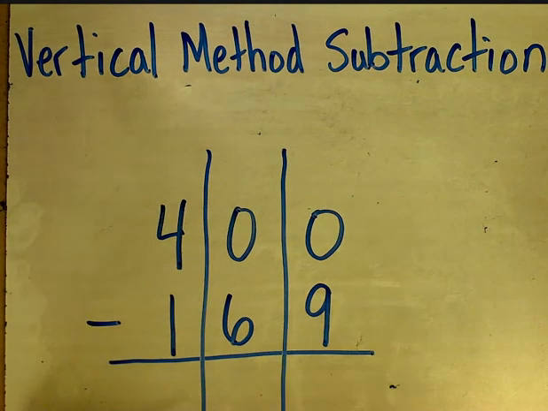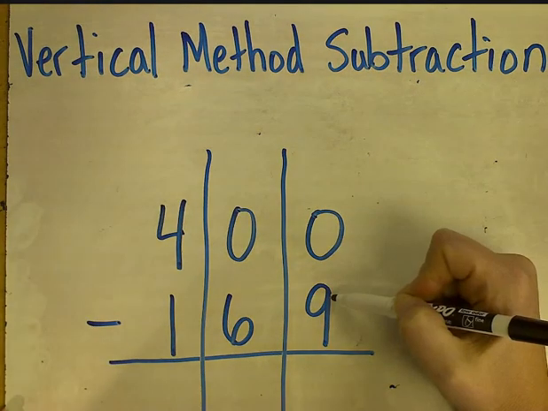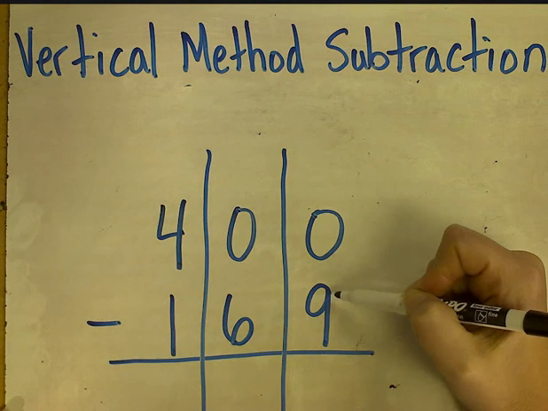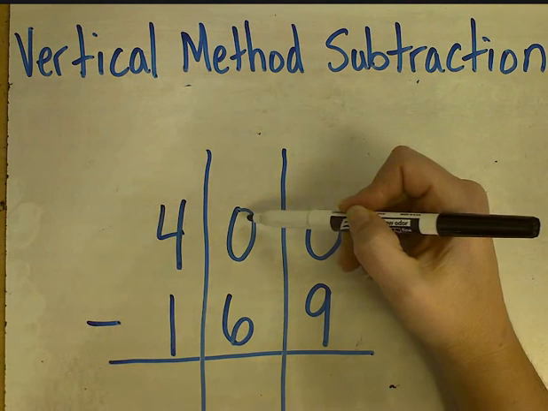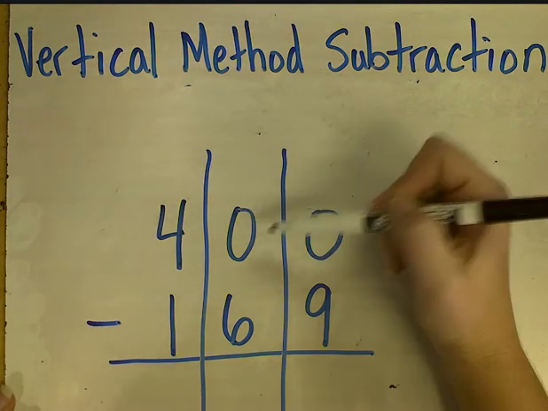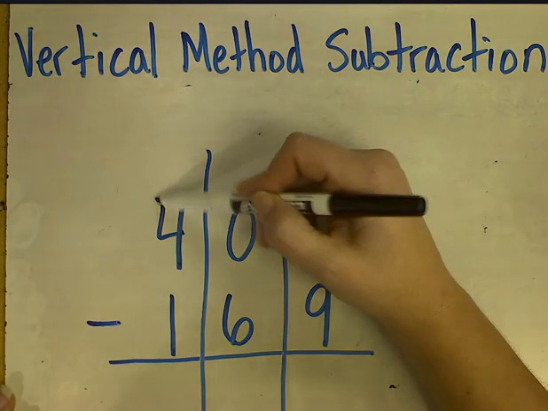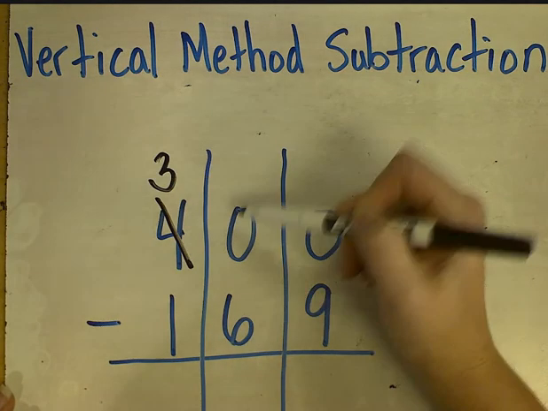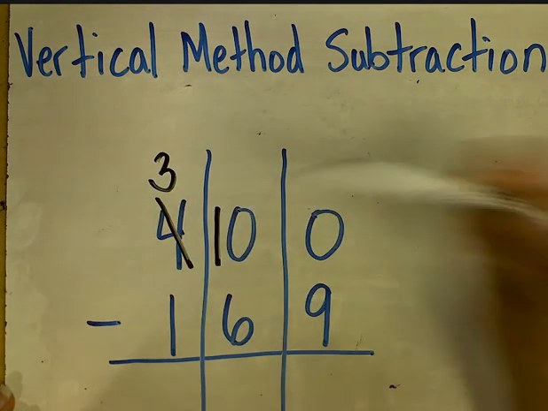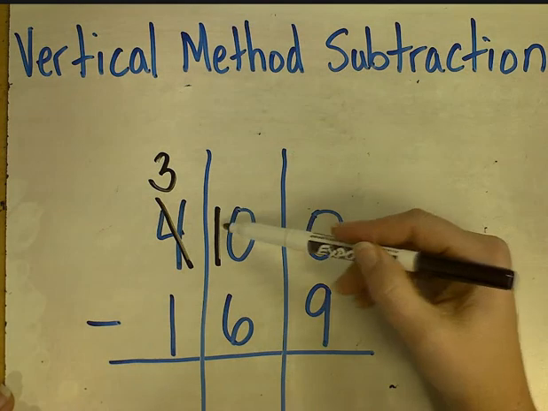So here we have 0 take away 9. Again, we can't do that, so we're going to have to go next door. But if I go next door, there's nothing there either. So we have to go all the way over to the hundreds. I'm going to make this 4 a 3. I'm taking 100 away, and we're going to add that group of 10 to the middle. So that's making it 10. Now we have 10 groups of 10.